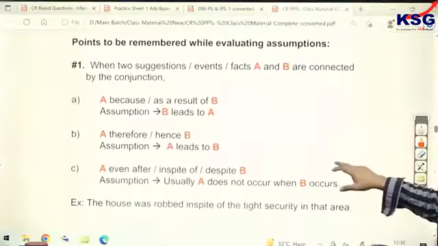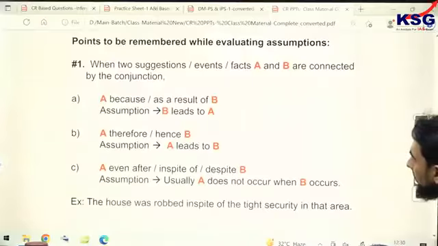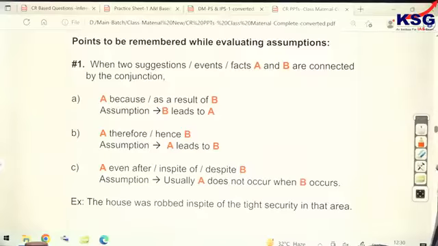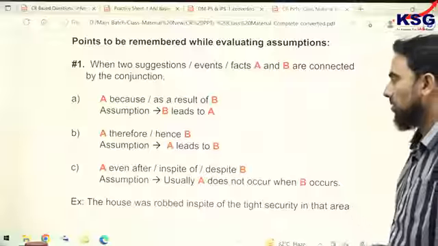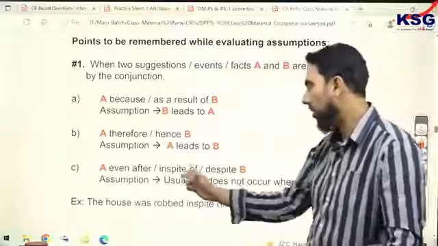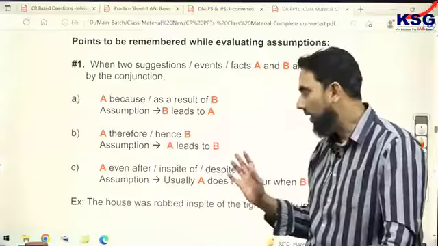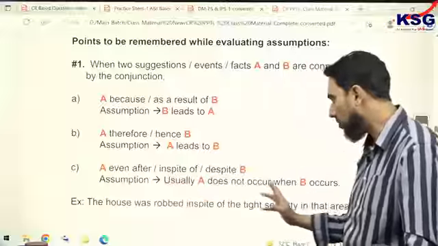So, points to be remembered while evaluating assumption. If an author says A because of B, or A as a result of B, it means the valid assumption is B leads to A. A therefore B, assumption is A leads to B. And similarly for other options like A even after B, A despite B, A in spite of B, the hidden link is that A usually does not occur when B occurs.